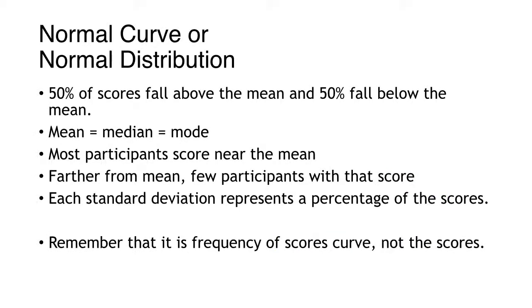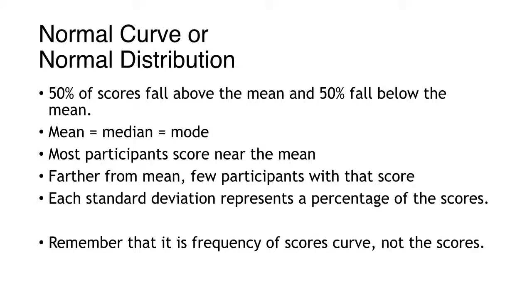So let's go back to the normal curve, or the normal distribution. In a normal curve, this ideal curve, 50% of the scores fall above the mean and 50% fall below it. That high point on the curve, the mean and the median and the mode, are usually pretty well at the same point. And overwhelmingly, most of our participants score near that mean. The further you get from the mean, the fewer participants with that score.